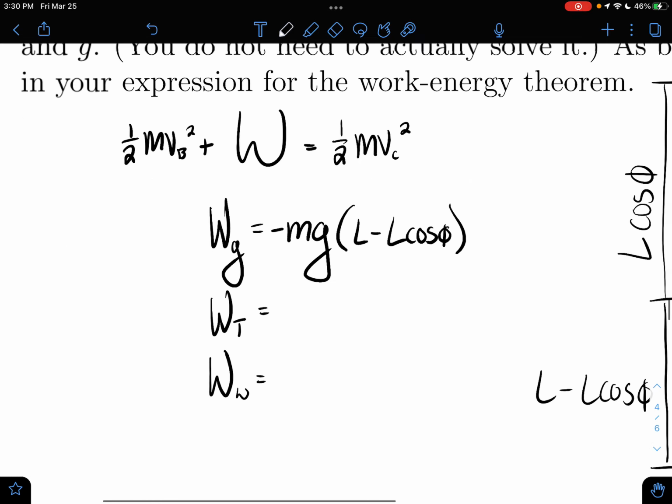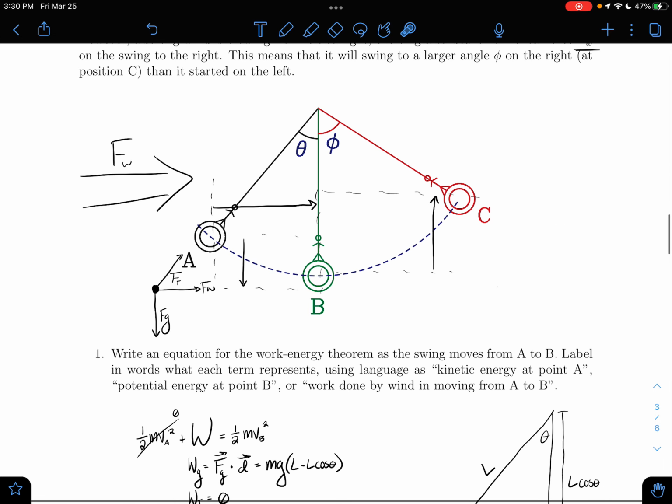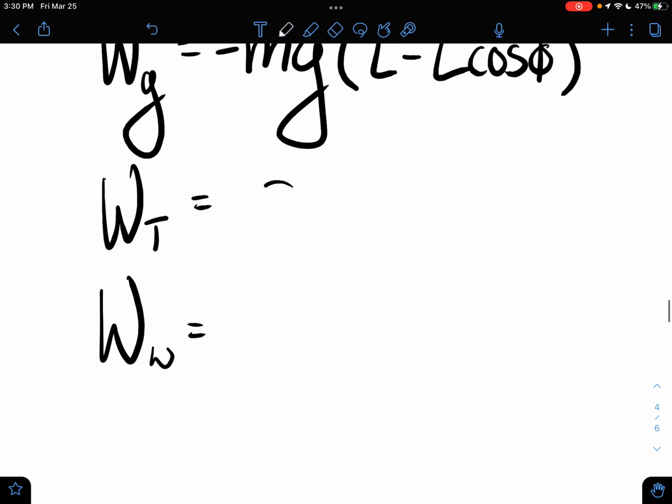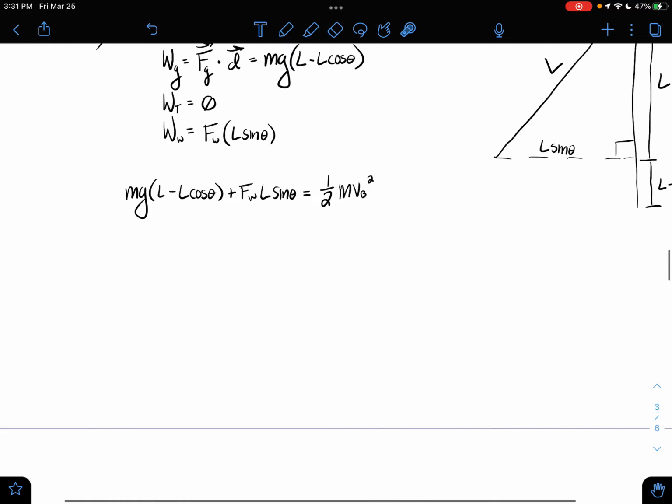Now, the work done by tension is the same thing as before. We're not going in towards the center of the circle, we're just going around it. So our work done by tension is going to be 0 again, because we're not going towards the center of the circle.